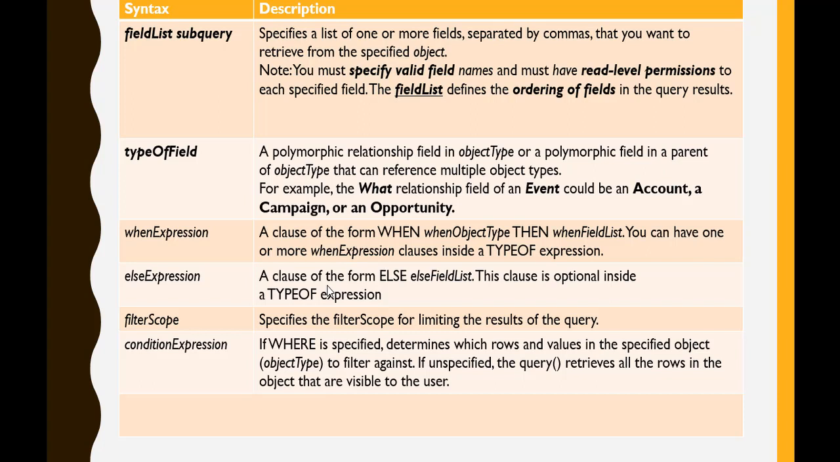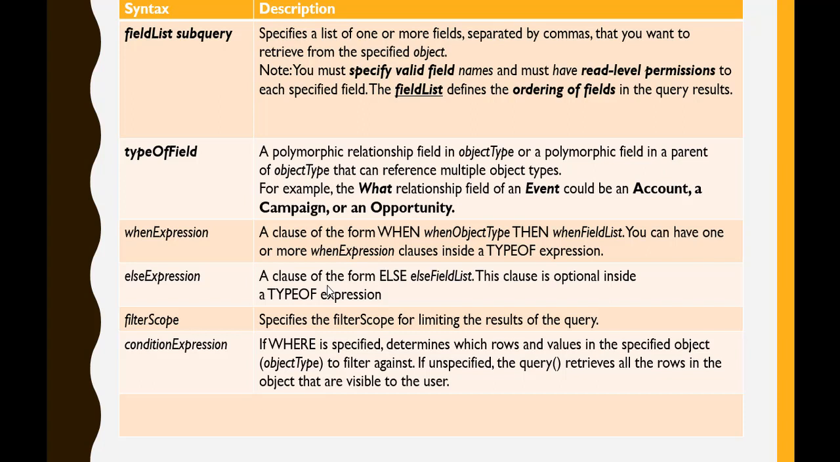Filter scope. This specifies the filter scope for limiting the results of the query. So if you wanted to filter the results, instead of returning back all the records from a particular object, you can filter them. Condition expression. Let's say you wanted to find out all the contacts related to this particular account, so that you're filtering it out. So you're using a where. If the where is specified, then it determines which rows and values in the specified object to filter against. So you can specify that, okay, these are the only columns, these are the only rows I'm interested in.